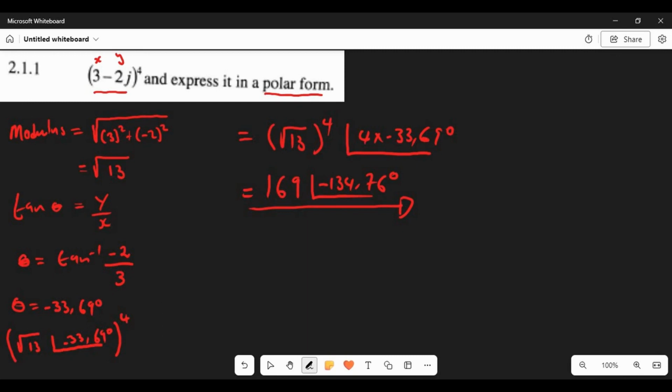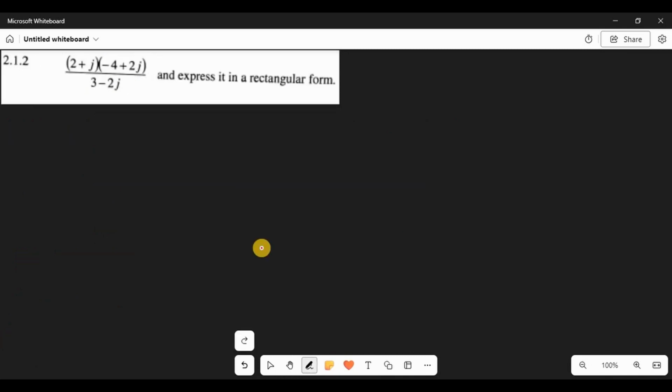Now that we are done simplifying 2.1.1, how about we do 2.1.2? In 2.1.2, they want us to simplify this and express it in rectangular form. Unlike the other question that we just did, where they wanted us to express it in polar form. What's so nice about this one is that this expression on its own is already in rectangular form.